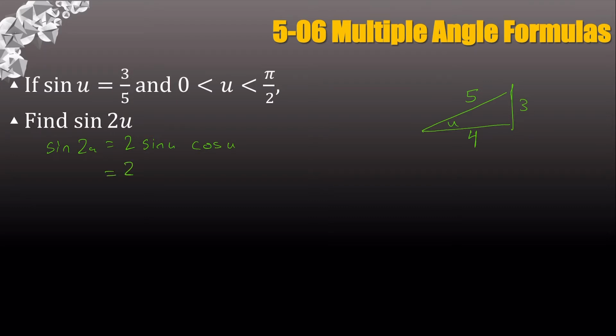So this would be 2 times sine of u, which is 3/5, times cosine of u, which is 4/5 from the triangle. So that would become 24/25.